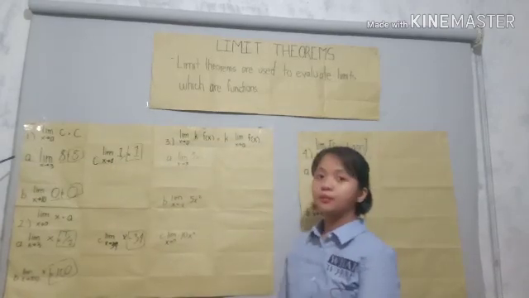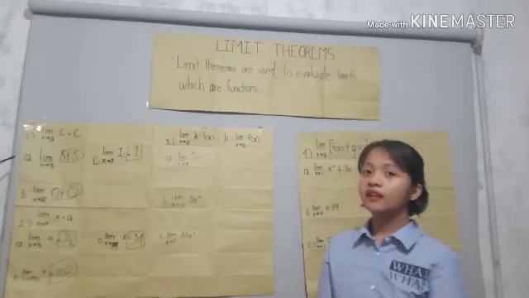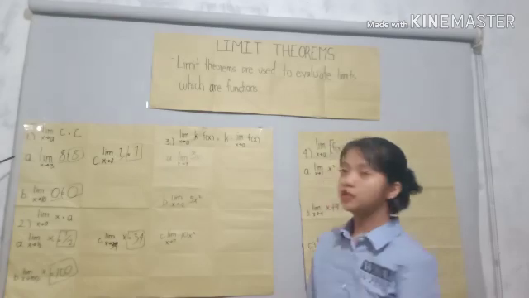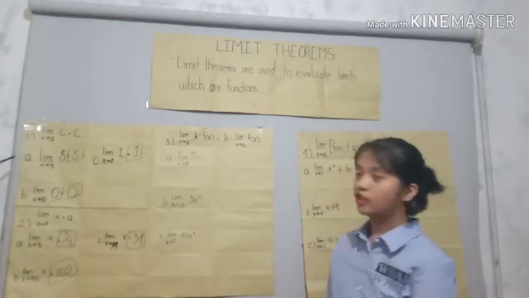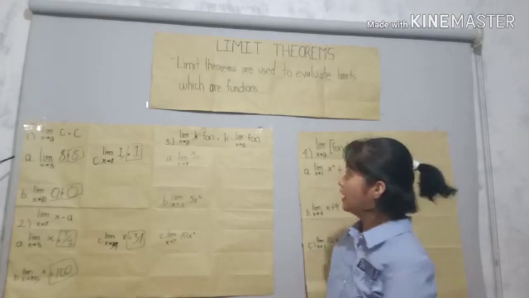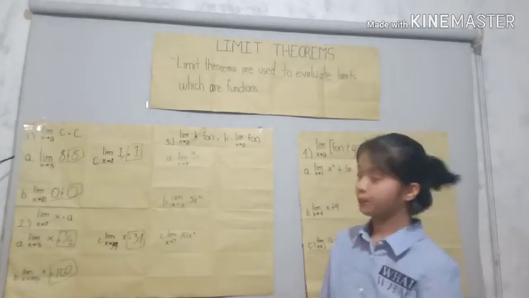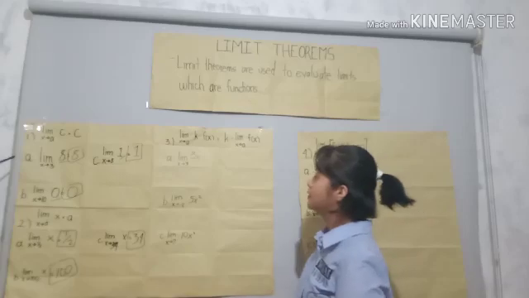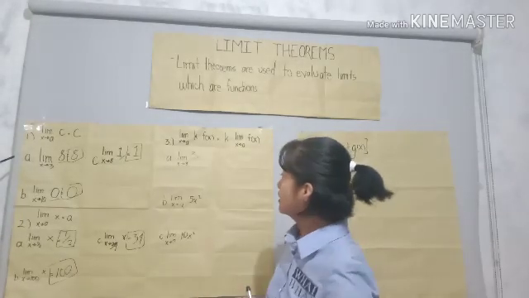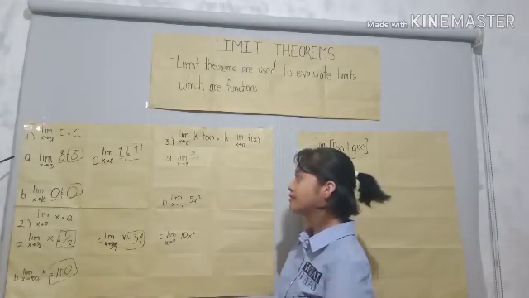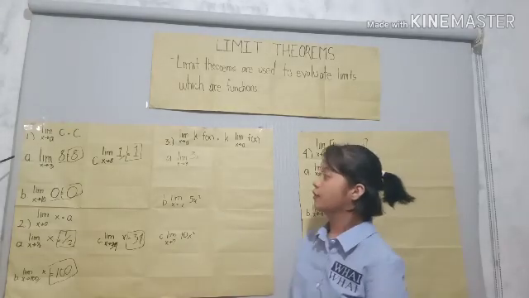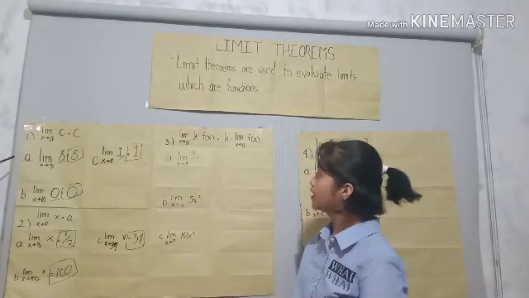In the third theorem, it is stated that the limit of a constant times a function as x approaches a is equal to the constant multiplied by the limit of f of x as x approaches a. In the first example, the problem is the limit of 3x as x approaches 3.